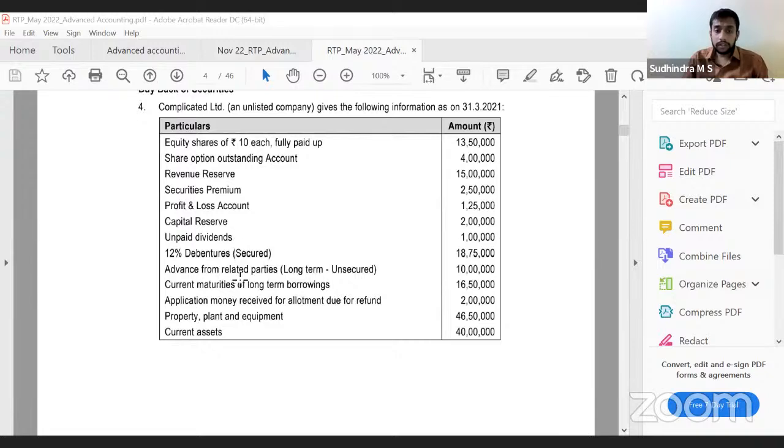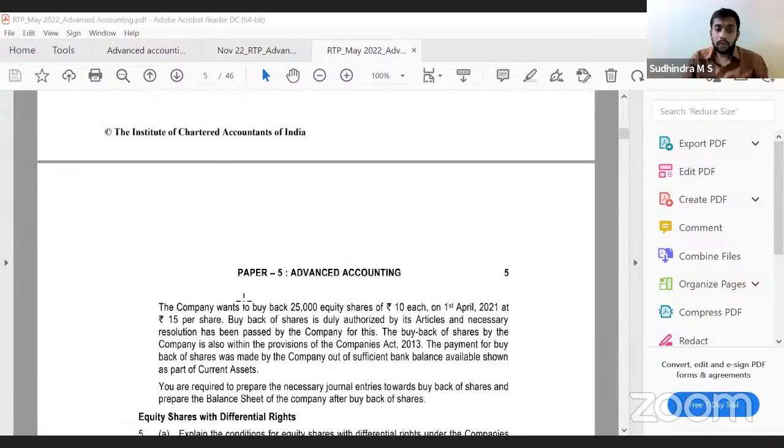So these are the information that they have given us. Company wants to buy back 25,000 equity shares of rupees 10 each on 1st of April 2021 at rupees 15 per share. Buyback of shares is duly authorized by articles and necessary resolution have been passed. Buyback is also within the provisions of the Companies Act. Again, they have specified. Payment for buyback of shares was made by the company out of sufficient bank balance available, shown as part of current assets. You are required to prepare necessary journal entries towards the buyback and prepare balance sheet after the buyback.